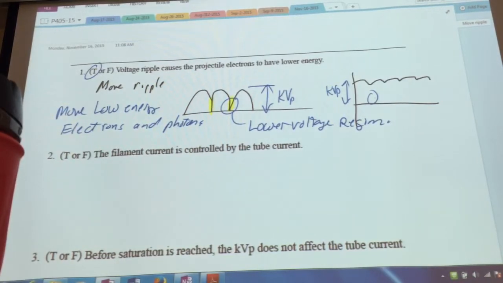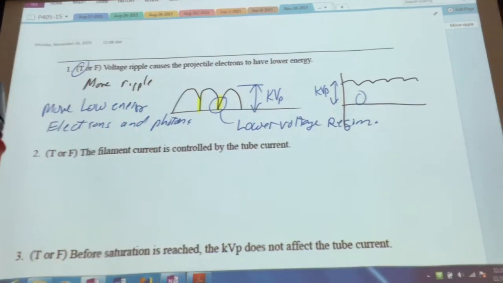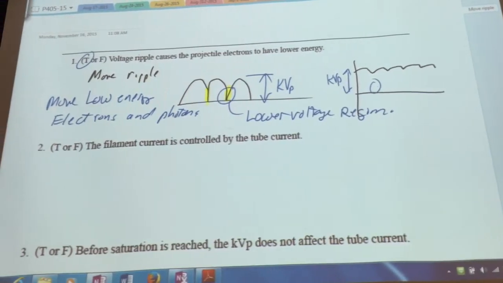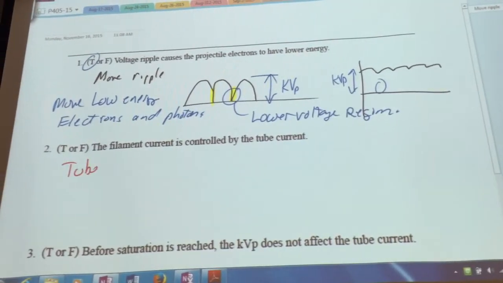How about number 2? The filament current is controlled by the tube current. Got about a third of the people responding false. In some places it says that the filament current is the one that controls the tube current. The tube current is a result of the filament current and the kVp. Tube current is a result, so it's false. It is false.